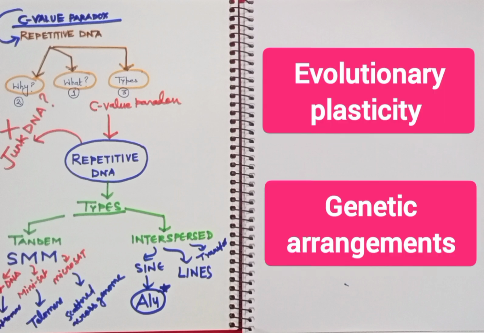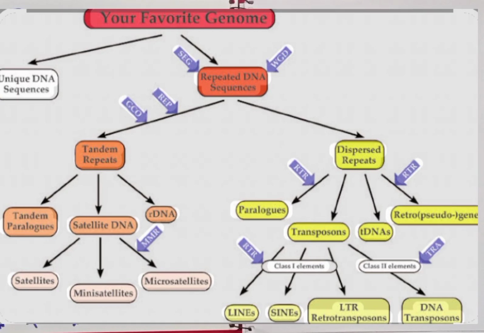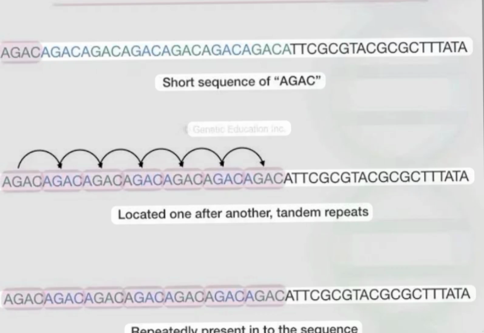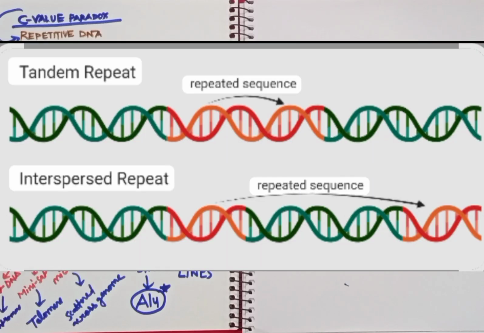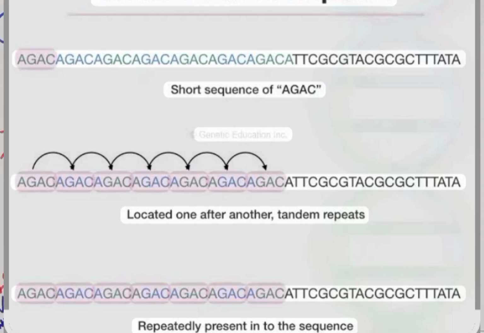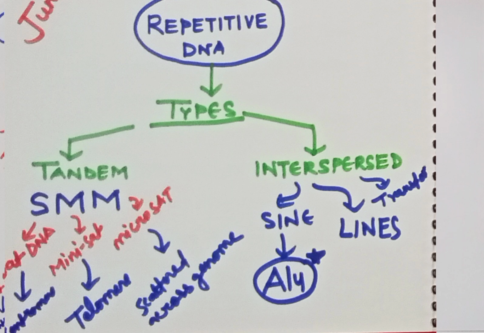Now we will see what the different types of these repetitive sequences are. In classification, repetitive DNA is broadly classified into two types: tandem repeats and interspersed repeats. Tandem repeats are where repeats are placed one after another, and interspersed repeats are where repeats are scattered throughout the genome. Examples of tandem repeats are satellite DNA, which is present in centromeres, minisatellites, which are found in the telomeres, and microsatellites, which are very short repeats used in DNA fingerprinting. So satellite DNA, minisatellites, and microsatellites are examples of tandem repeats.